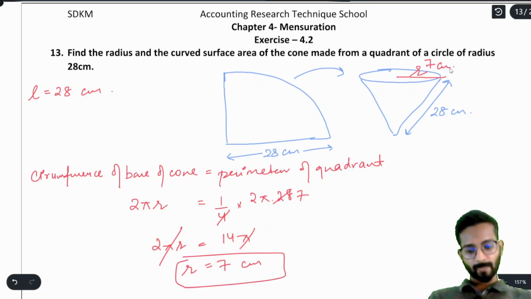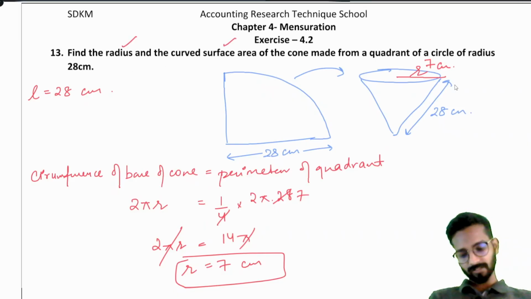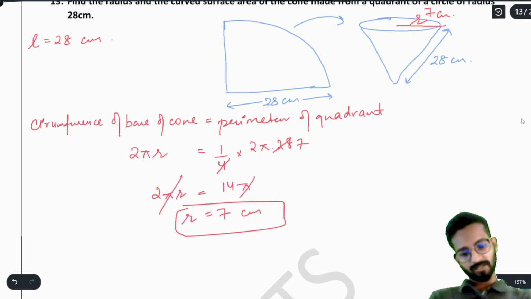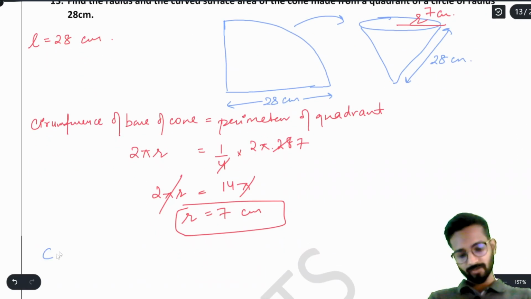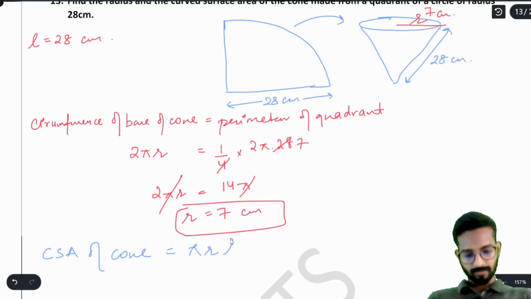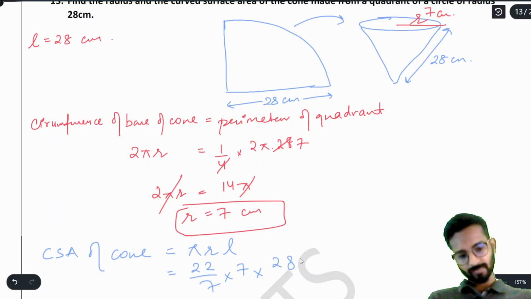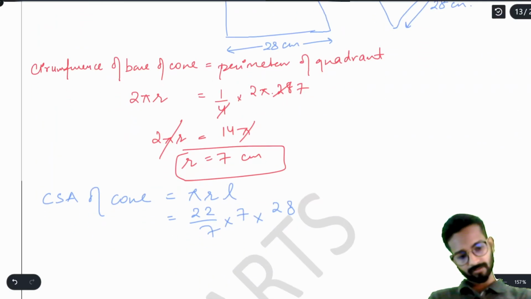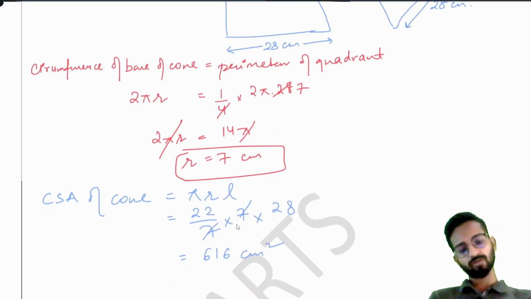Now understand. Find the radius and CSA. Radius we found out. Now to find the CSA. What is the CSA of a cone? We already know CSA of cone is pi RL. Understood? Now pi is 22 by 7. R is 7. L is also given, 28. So you can write here 616 centimeter square. 7 will be cut. This is your CSA of the cone.